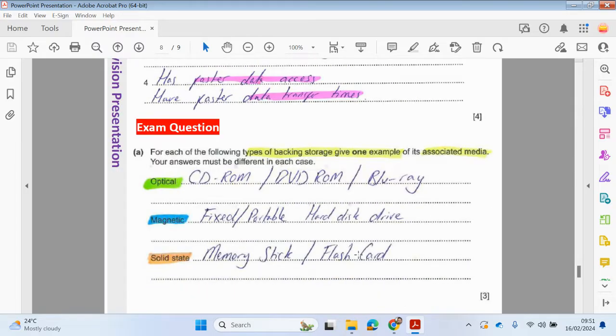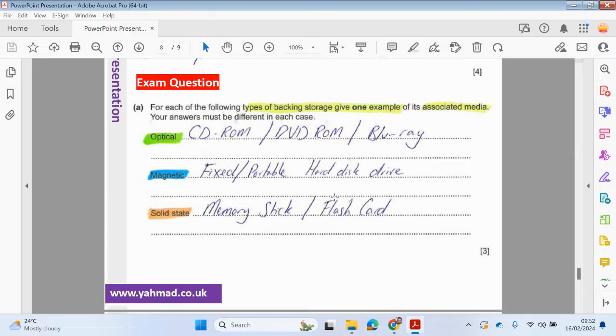Another exam question could be, for each of the following types of backing storage, give one example of its associated media. Your answers must be different in each case. So optical, you can just put down either CD-ROM, DVD, or Blu-ray. Magnetic could be either fixed or portable hard disk drive. And solid state, you could say a memory stick, a USB stick, pen drive, or a flash card. So you don't need to put all the different things like I have. You can just put one or the other.